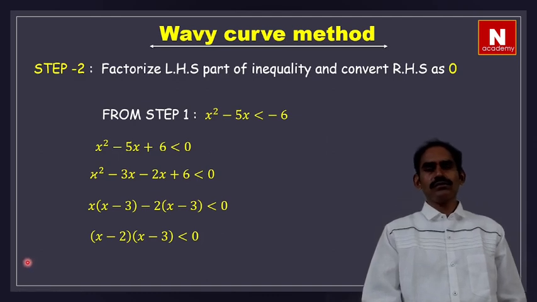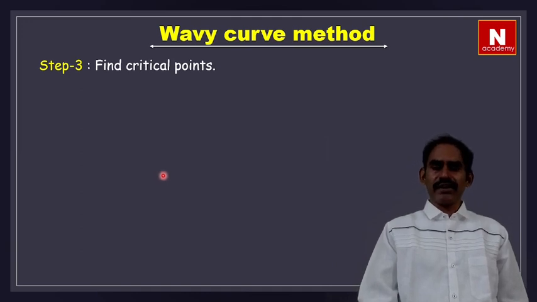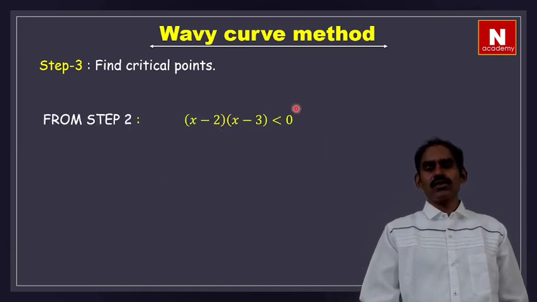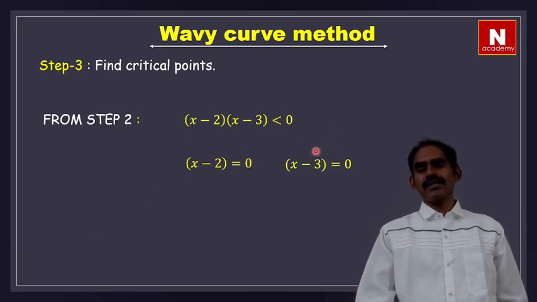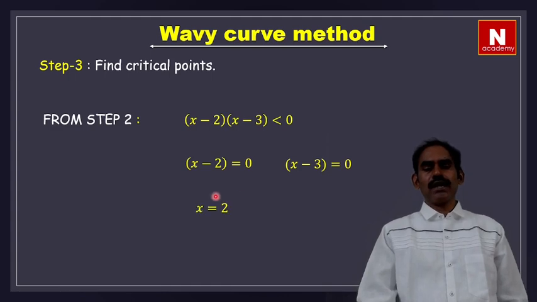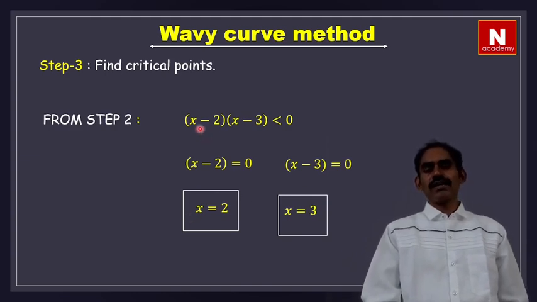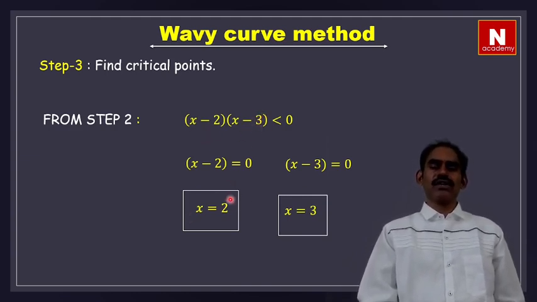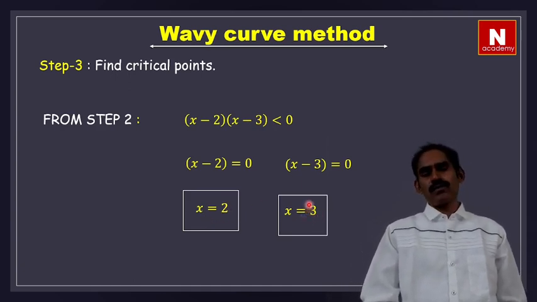Next, let us move to step 3: find critical points. How to find critical points? From step 2, our question is x minus 2 into x minus 3 is less than 0. Here, equate the first bracket x minus 2 equal to 0, and after that equate x minus 3 equal to 0. That implies we get x equals 2, and next x equals 3. These are called critical points. By solving x minus 2 equal to 0 and x minus 3 equal to 0, we are getting x equals 2, x equals 3. These are called critical points.